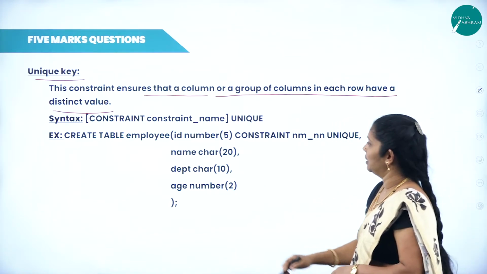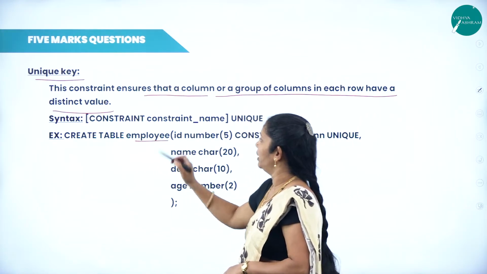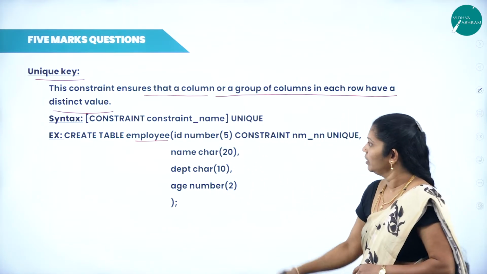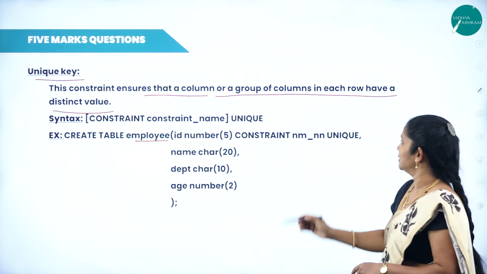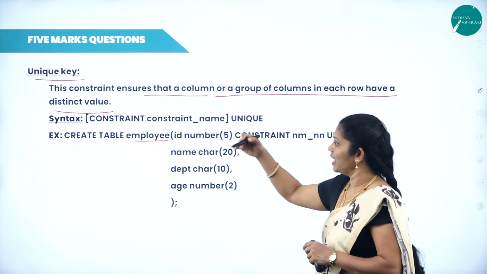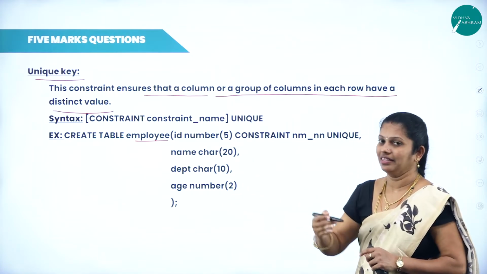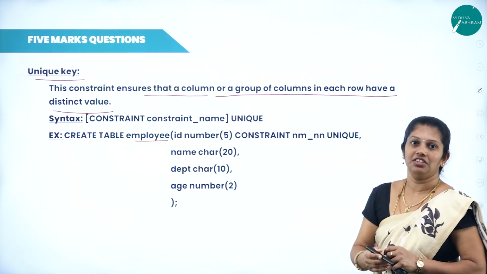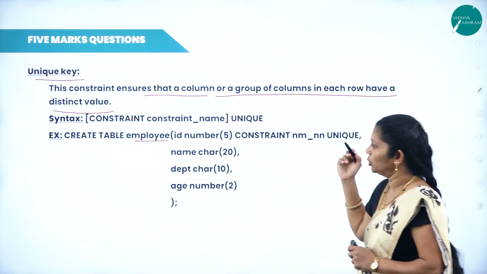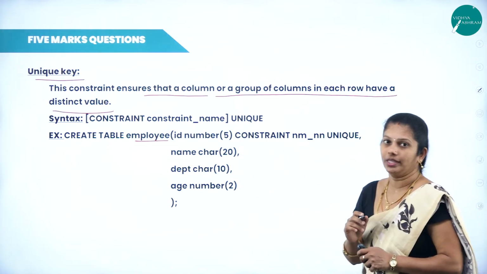If you observe this example, here we are creating the table employee with the same attributes: ID, name, department, as well as age. For ID, I am writing the constraint unique. It means that if I write the same ID number once again for one more record, then it will not be considered here. That means at the time of creation itself, I make ID a unique value.